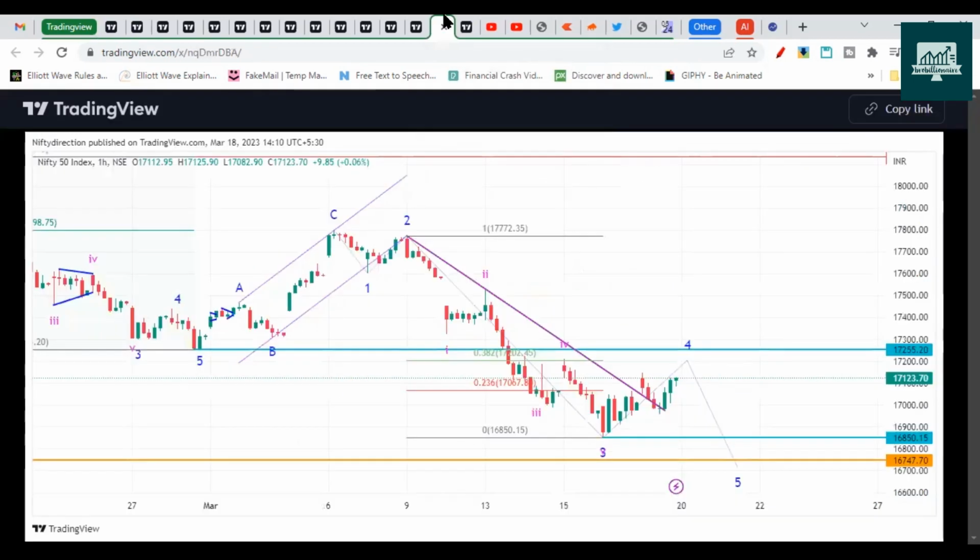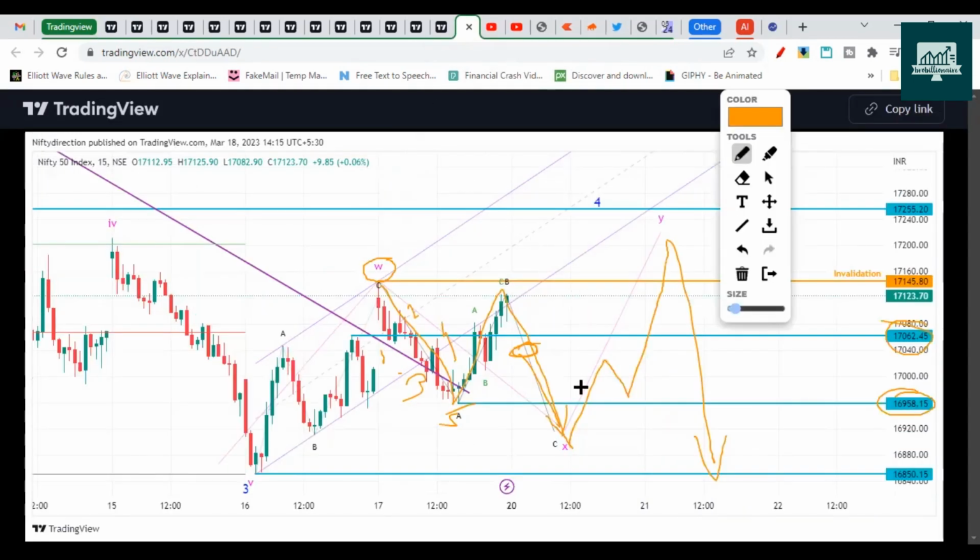So that's what we are assuming right now, that it could make a complex correction like this WXY. It could be a double zigzag correction, or this Y leg can be a flat correction as well. So this also can happen. Be prepared. Based on the opening, we can decide.